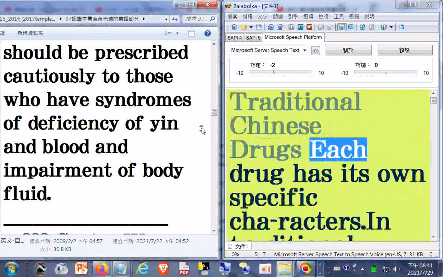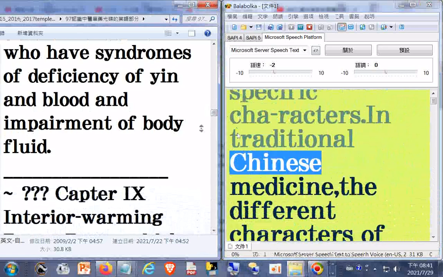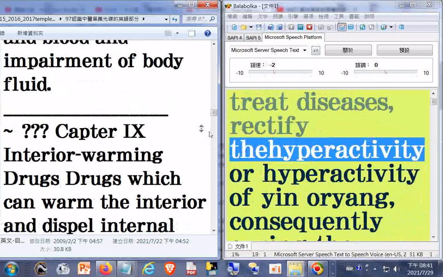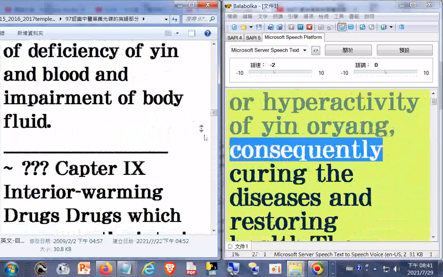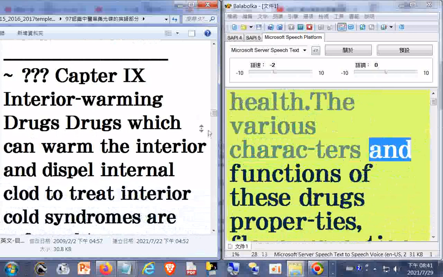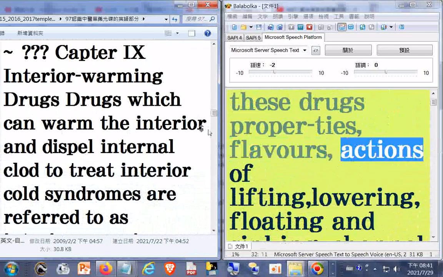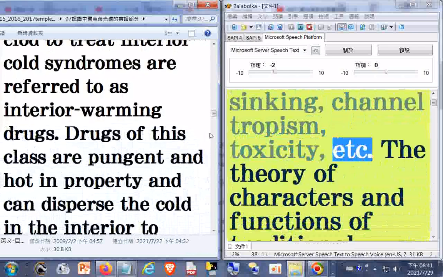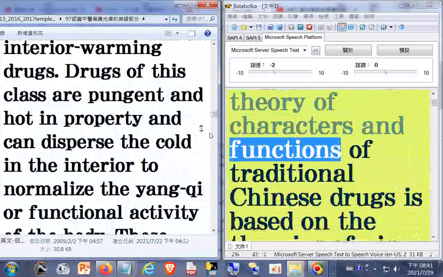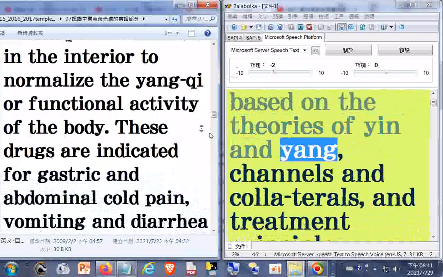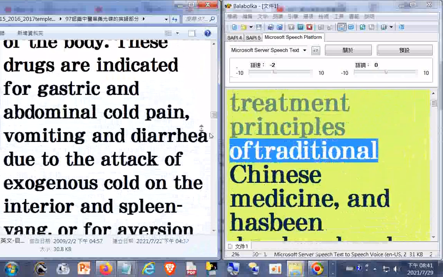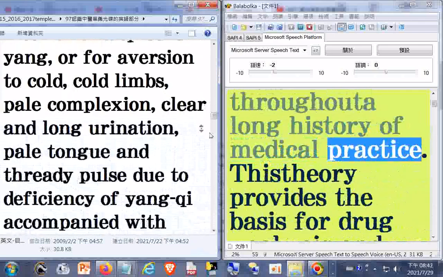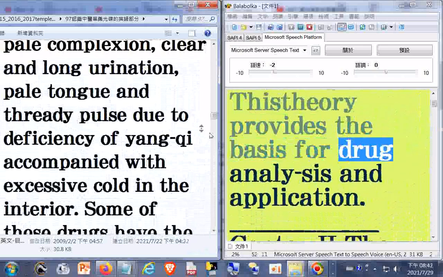Chinese drugs. Each drug has its own specific characters. In traditional Chinese medicine, the different characters of drugs are employed to treat diseases, rectify the hyperactivity or hypoactivity of yin or yang, consequently curing the diseases and restoring health. The various characters and functions of these drugs include properties, flavors, actions of lifting, lowering, floating and sinking, channel tropism, toxicity, etc. The theory of characters and functions of traditional Chinese drugs is based on the theories of yin and yang, channels and collaterals, and treatment principles of traditional Chinese medicine, and has been developed and summed up throughout a long history of medical practice. This theory provides the basis for drug analysis and application.